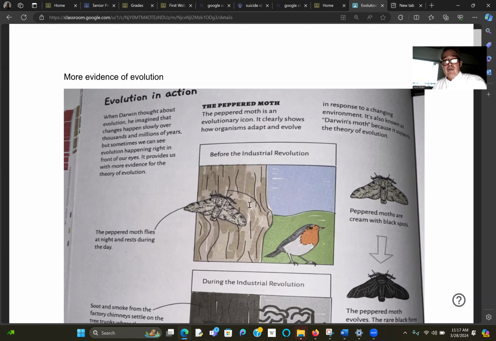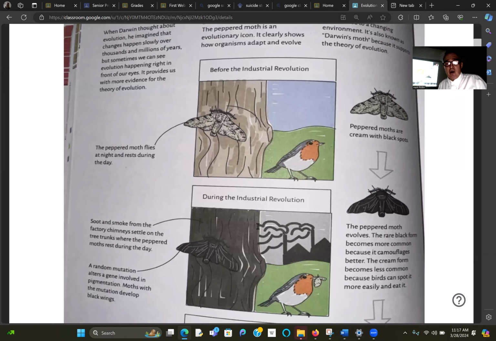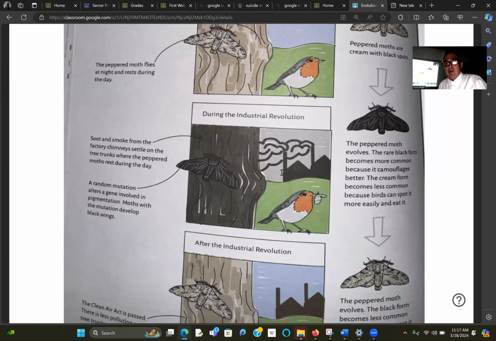The peppered moth, for many hundreds or millions of years, I don't know how old this species is, was a moth the birds would be able to eat if they could find it. But the peppering was a camouflage, which made it harder for the birds to find it. Then came along what we call the Industrial Revolution, which started about 200 years ago.